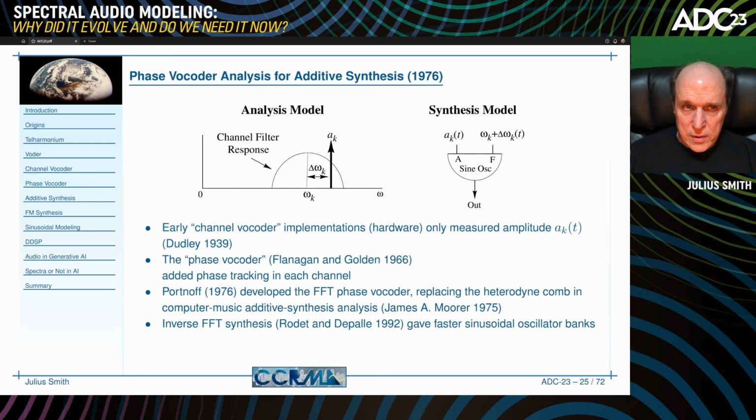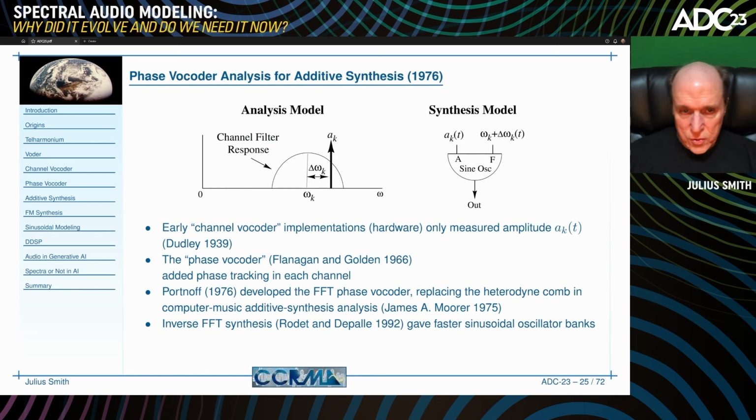So we were using the phase vocoder. So I sort of glossed over the phase vocoder. That's the vocoder plus phase. So in '66, Flanagan and Golden added the phase estimation measurement to the band measurements, and a little bit later it was done by the FFT. So the short time Fourier transform became the basis of the vocoder, the phase vocoder.